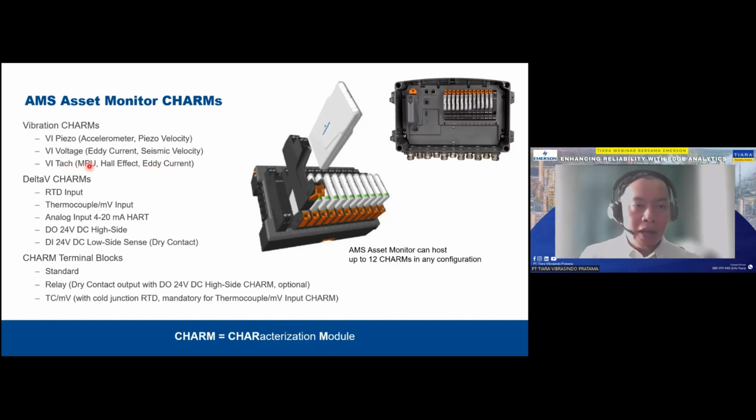So these are the main cards: vibration cards. We also have Delta V cards, our process data cards. If you want to monitor, it's possible also. You can take in RTD, you can take in thermocouple, or any analog input with 4 to 20 milliamps. You can take it inside this asset monitor itself, right?